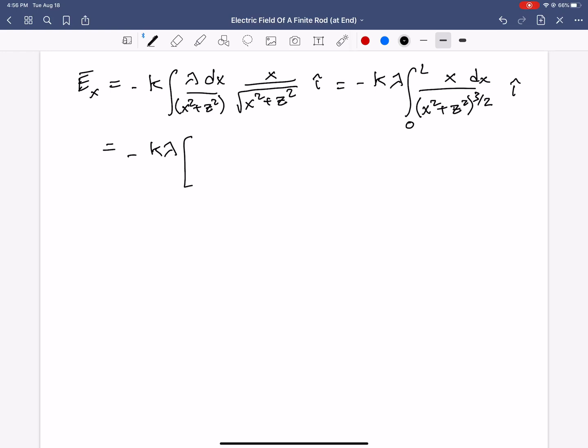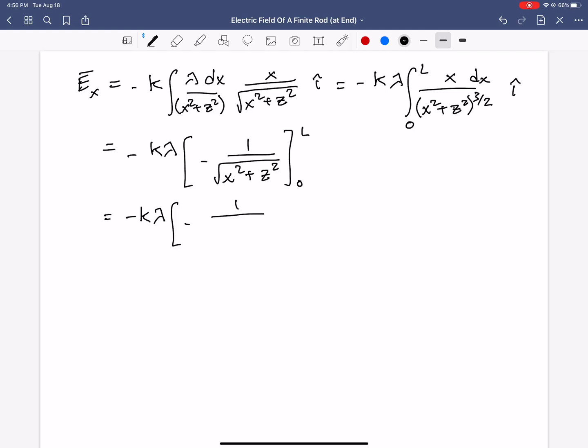Brackets now. So that's what the integral, it actually becomes a negative, right? So now evaluating the limits gives us, well, let's see, I'm going to keep the negative k lambda out front for right now.